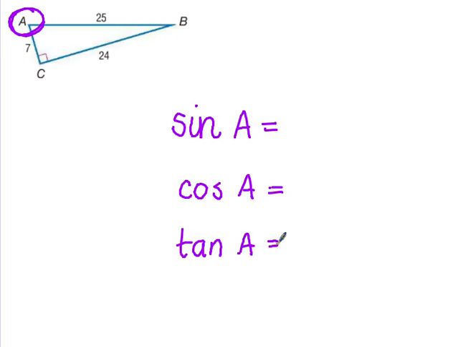All right, that group back there. You got sine for me? 24 over 25. Now, for those of you that are wondering, if you had 7 over 25, you didn't label correctly. Okay, 25 is your hypotenuse. It's the longest side, and it's the side opposite the right angle. 24 is your opposite side because it is the side opposite angle A.